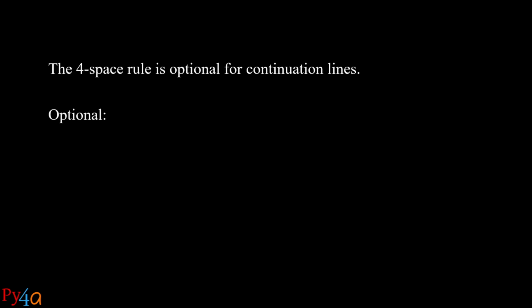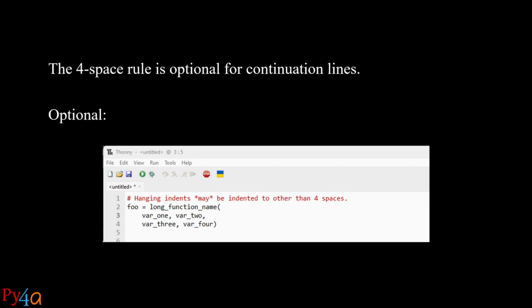Now, the 4 space rule is optional for continuation lines. By optional, I'll show you an example. Here, we can see hanging indents may be indented to other than 4 spaces. In other words, in the long function name, we saw the hanging indent, which is variable 1, variable 2, variable 3, and 4. They can be indented other than 4 spaces. It is not compulsory, but it is recommended to do so with 4 indentation level.